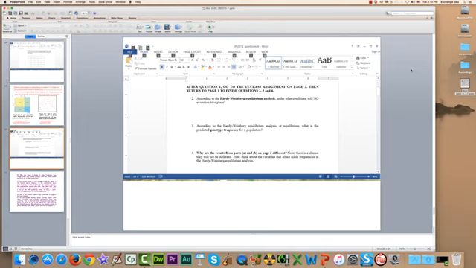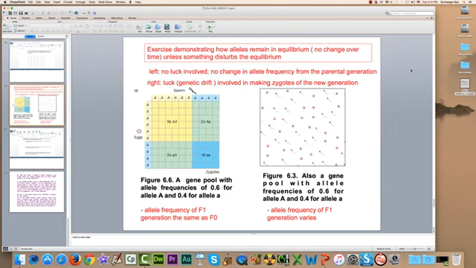So, let me see. There's one piece of information that I would want to add here that I can't quite do because I'm recording. If I was in class, I could write it on the board. If we look back at this slide, we will see we have 36 big A big A, 48 big A little a, 16 little a little a.